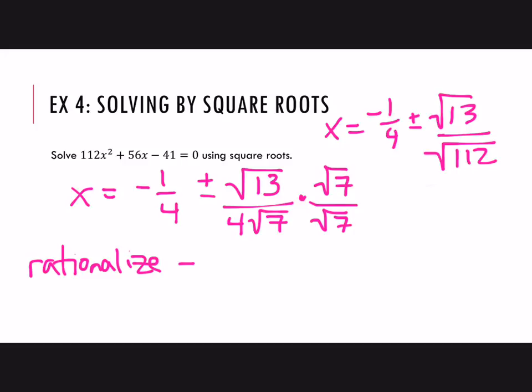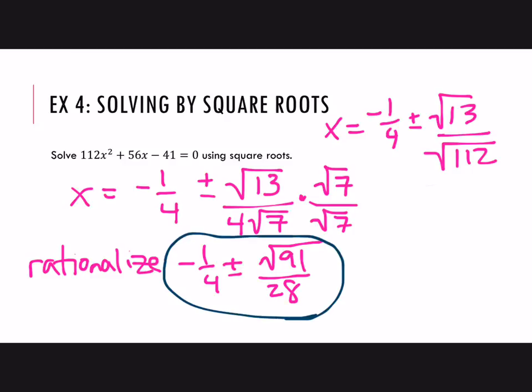Okay, so that gives negative 1/4 plus or minus. Then in the numerator we have square root of 13 times 7. Now those are both primes, so I know that even when multiplied, that square root won't simplify, so we do want to multiply that. And let's see, I think that would be 91. And then in the denominator, we'd have square root 7 times square root 7, which is square root of 49, or 7. And then times the 4 is 28. Okay, so finally we're done. I can't simplify square root 91, and I can't reduce the fraction, so we can leave it like that.